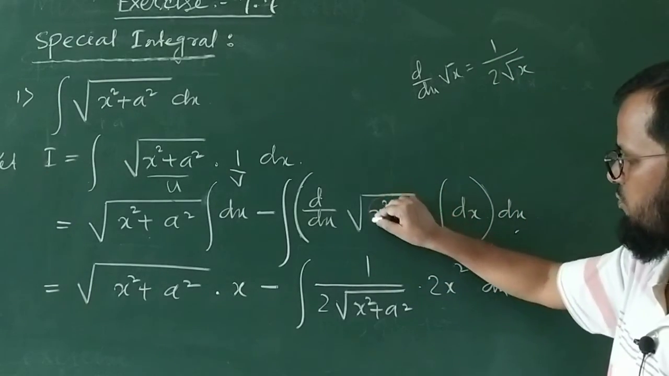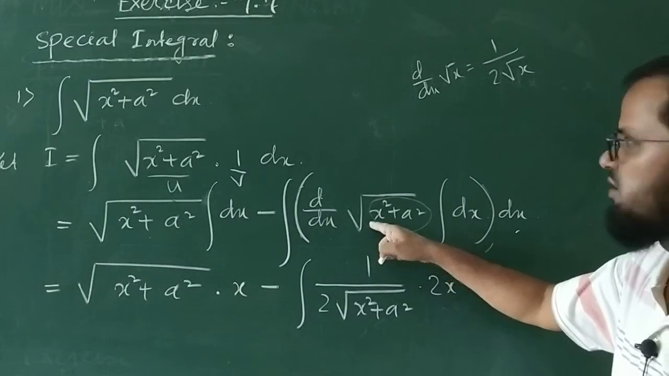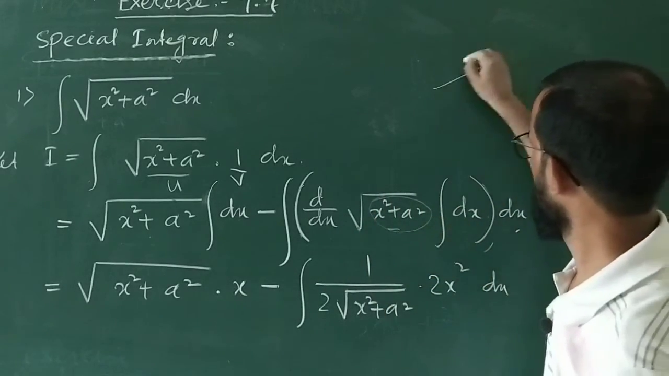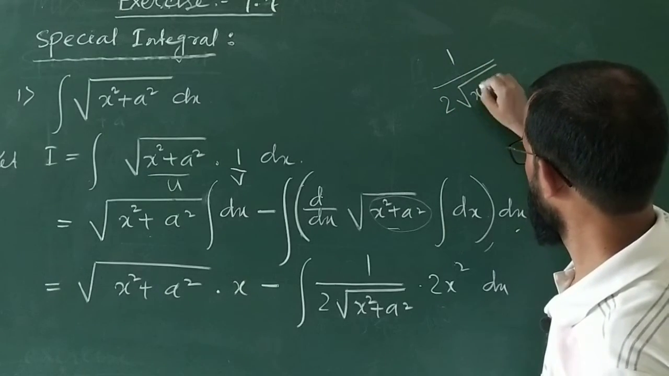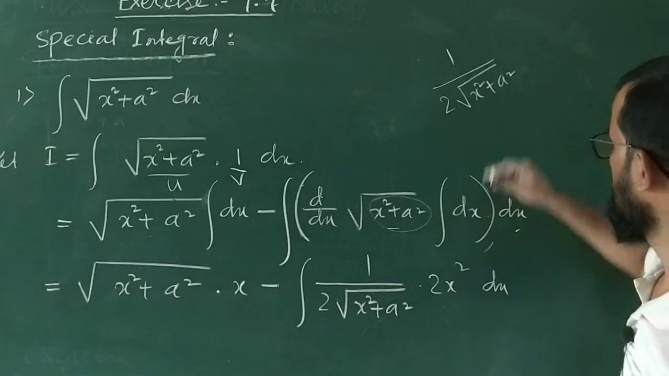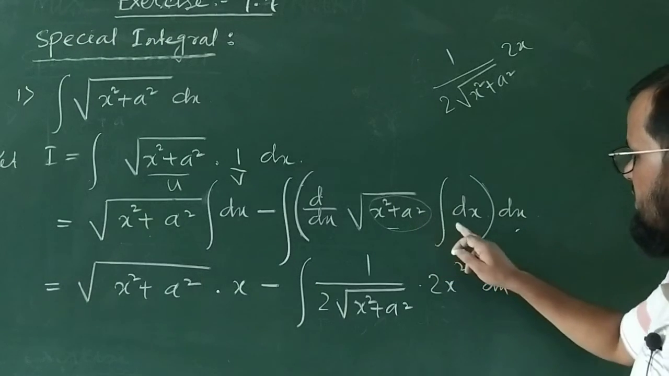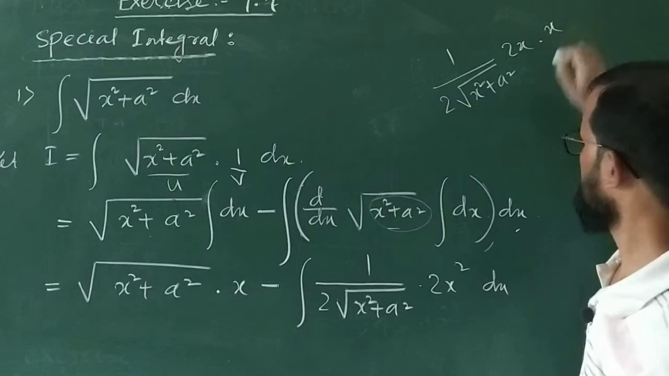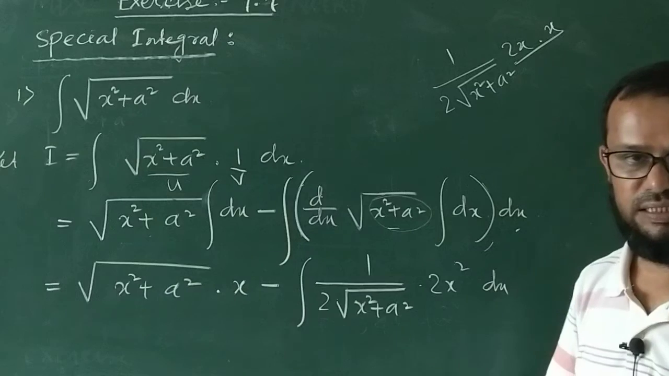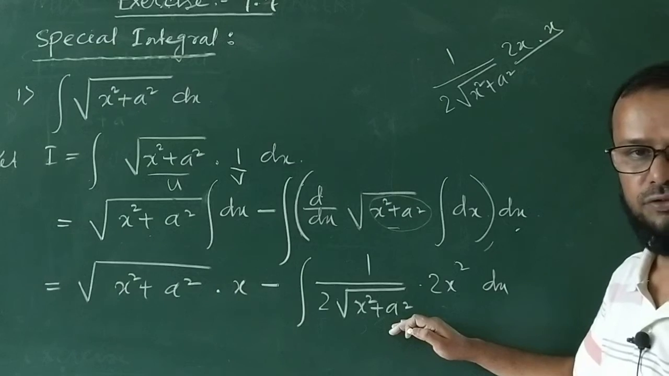d/dx of, if you suppose this is your x, d/dx of root x is equal to what? क्या होगा? d/dx of root over x square plus a square is equal to 1 by 2 into root over x square plus a square. And again the derivative of x square plus a square. Derivative of x square is 2x, and the derivative of a square is a constant, which is 0. And integration dx is equal to x. तो ये दोनों मल्टीप्लाई करेंगे, 2x square होगा, और बाद में 2 कैंसिल हो जाएगी.